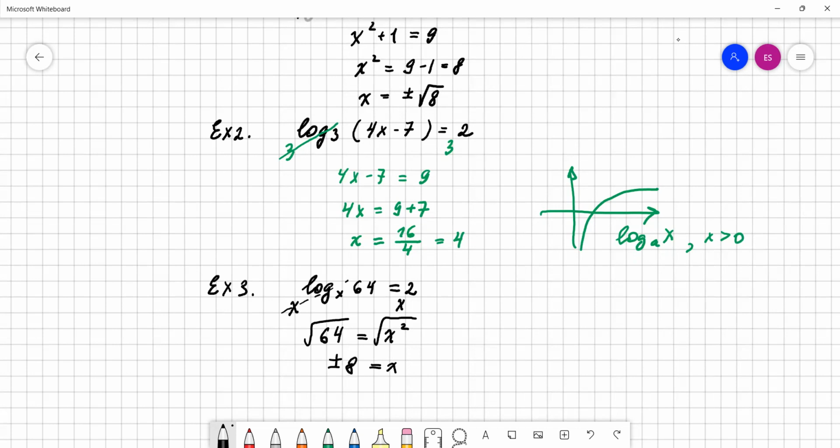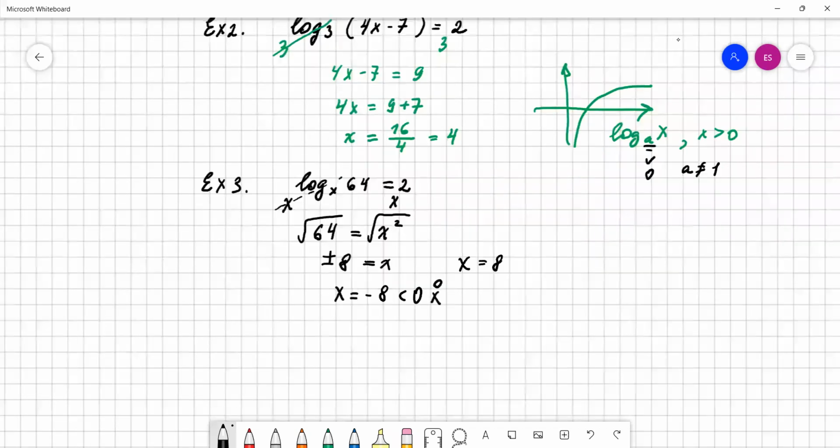Now guys, the base of a logarithm is always positive. So this a is always greater than 0 and a is not equal to 1. So we're not going to use minus 8, because it is going to give us a negative base. So the only solution is 8, and x equals minus 8 is not going to work because we define logarithm with positive base only. Okay, so that's example number 3. And I think I'm going to consider one more example, example number 4, and that's going to be it.